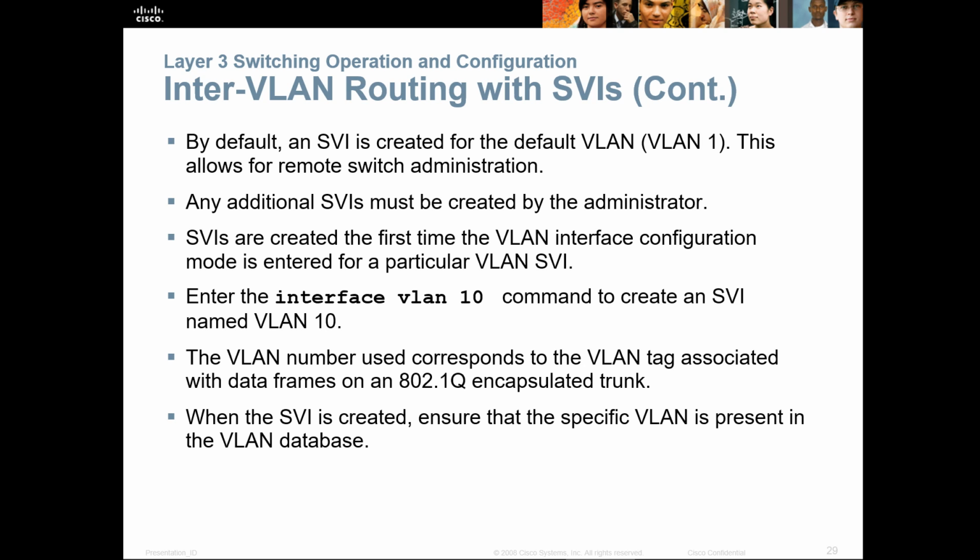You would have to associate it with a data frame, so you have to give it an appropriate VLAN. So encapsulate what VLAN. When the switched virtual interface is created, ensure that the specific VLAN is present in the VLAN database. Make sure to set the virtual interface to the appropriate VLAN. That's critical. This is where most people mess up.